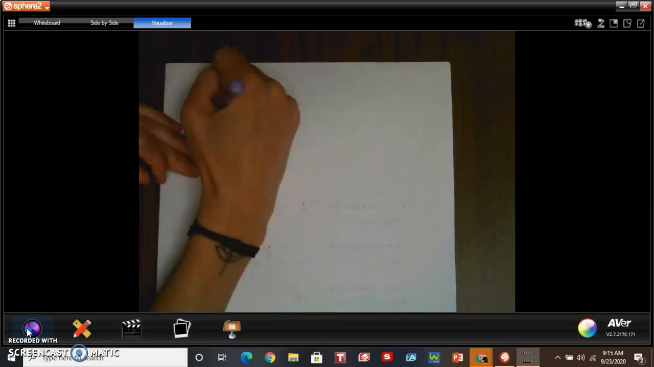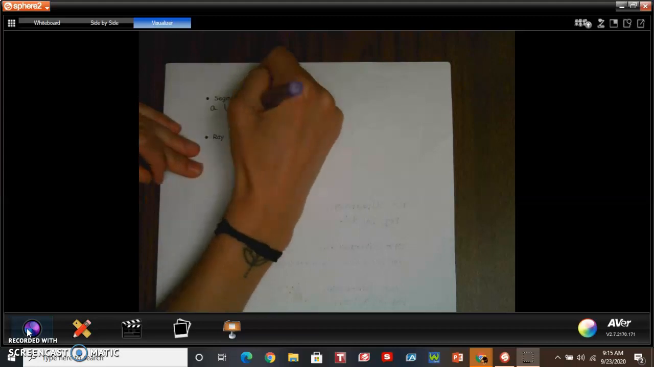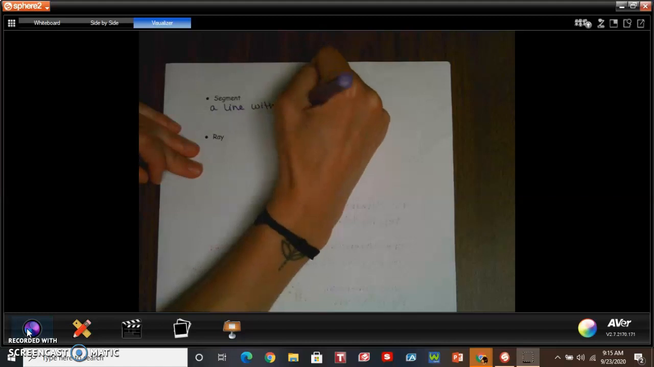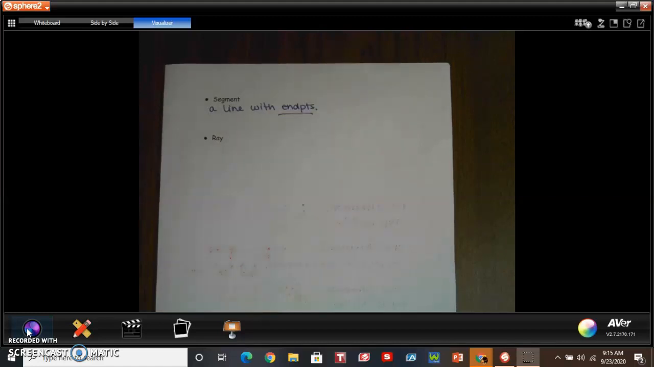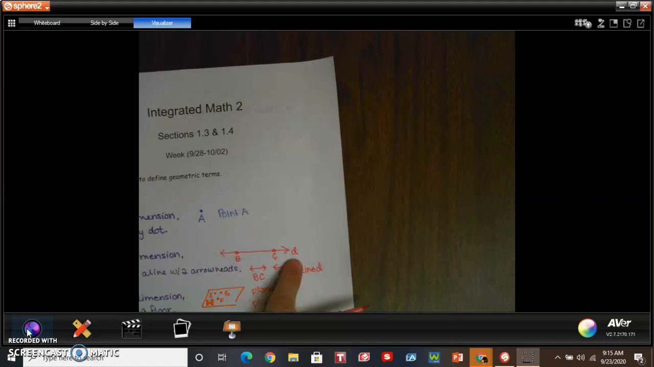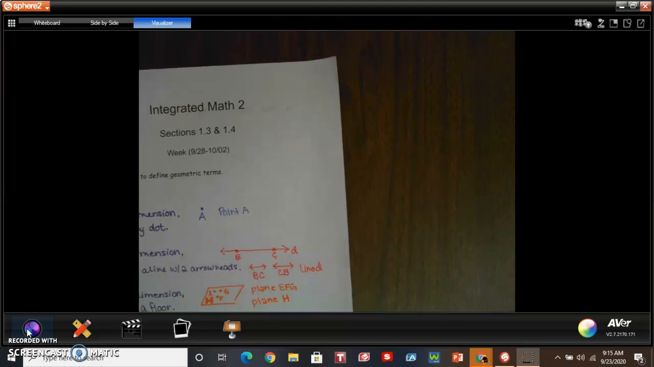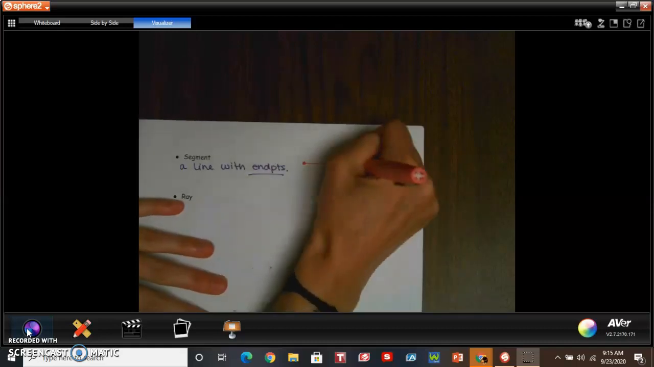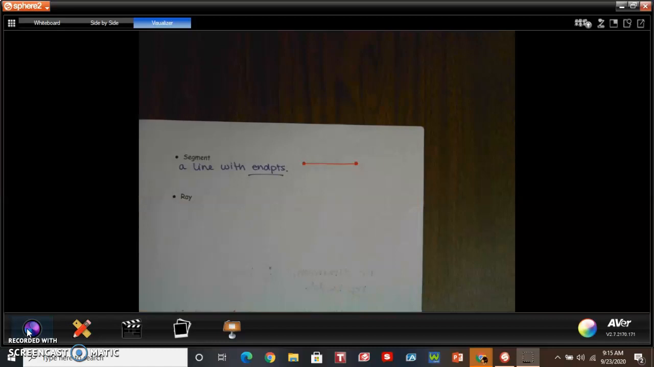All right, a segment. This is a line with endpoints. And endpoints are points that actually stop the segment. It actually determines an actual length. You see, in a line, we have these arrows. These arrows mean that the line is continuous. It can continue to go and be as long as it needs to be. But a segment has specific points that stop it, known as the endpoints.